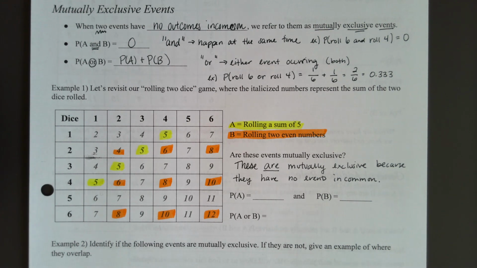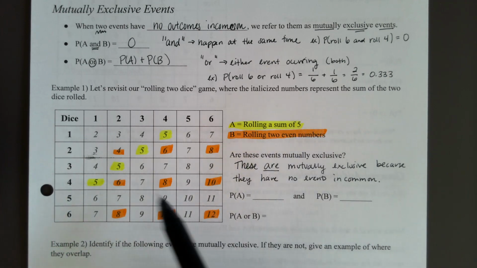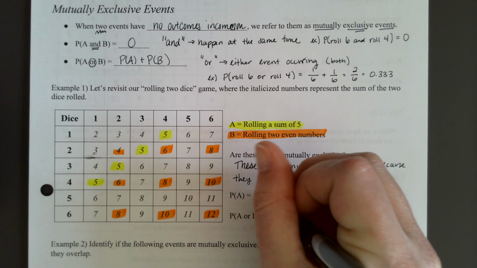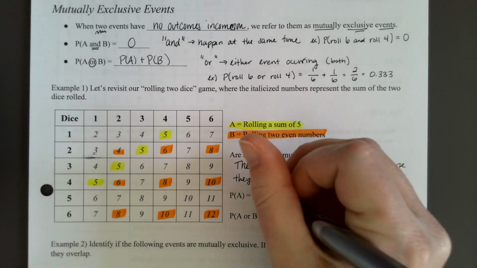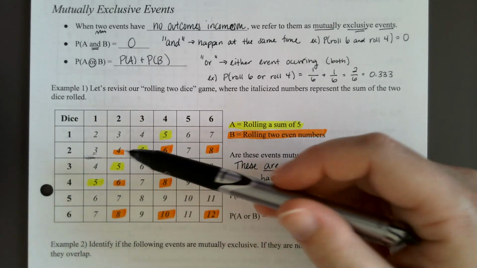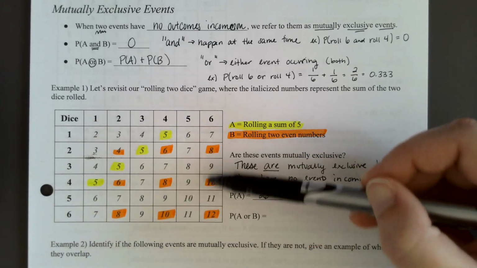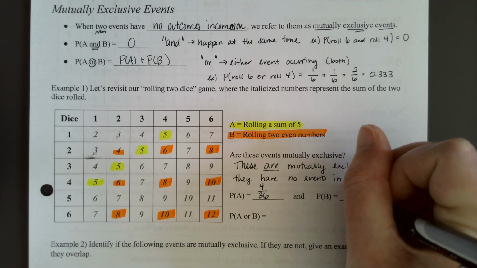So looking at the probability of A, our probability of event A is rolling a sum of 5. There are 36 possibilities, and out of the 36 possibilities, we know that there are 4 of which are rolling a sum of 5. And then we also have the probability of B happening. B is all my highlighted orange, so we have 9 possibilities out of the total of 36.